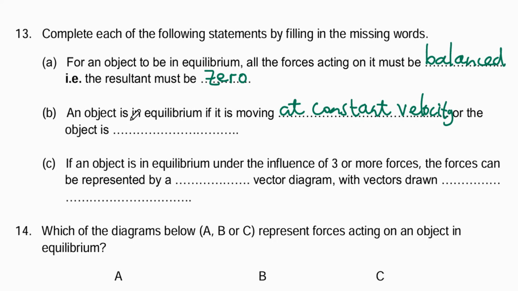Or the object is stationary. So we know an object is in equilibrium if it's not moving or if it's moving at constant velocity. Then C, if an object is in equilibrium under the influence of 3 or more forces, the forces can be represented by a closed vector diagram with vectors drawn head to tail. So head to tail.